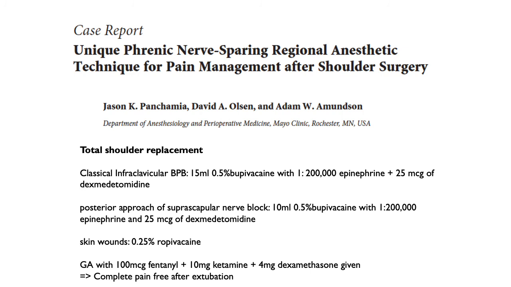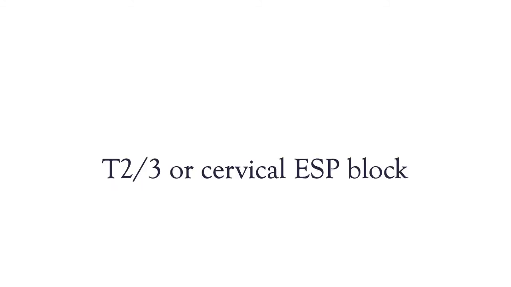There's another case report to use this approach for total shoulder replacement. Okay, but this is general anesthesia plus the block. They use a classical infraclavicular brachial plexus block plus the classical approach of suprascapular block, and then the skin is also done by local anesthetic infiltration by the surgeon. And with such a low dose of parenteral analgesic of fentanyl and ketamine, the patient could enjoy a complete pain relief after the anesthesia.